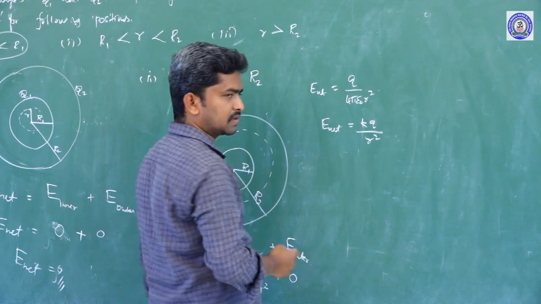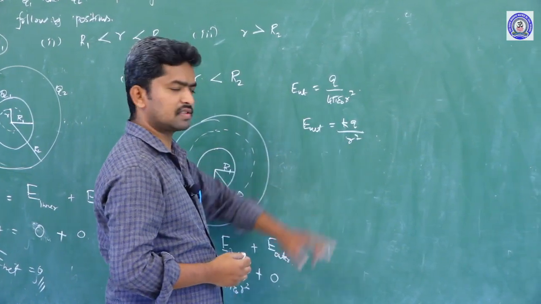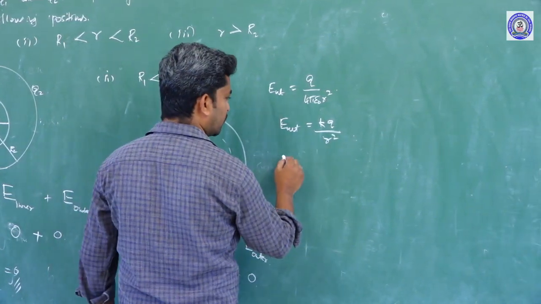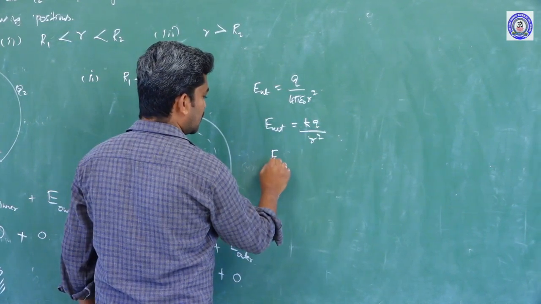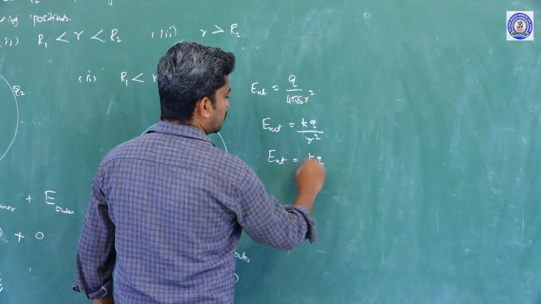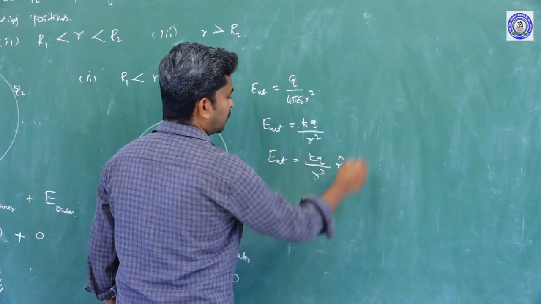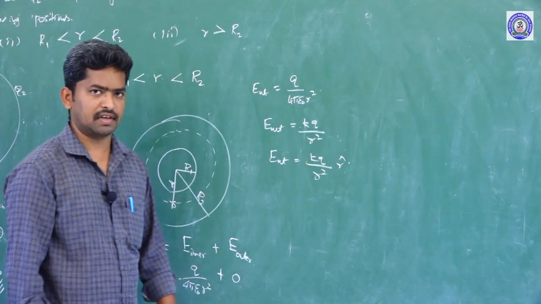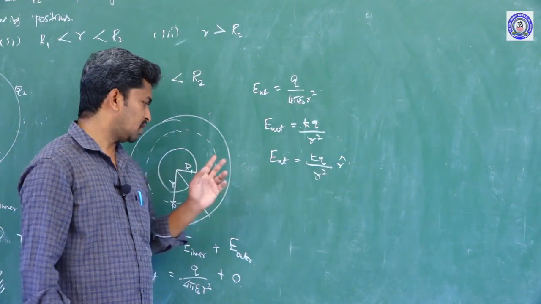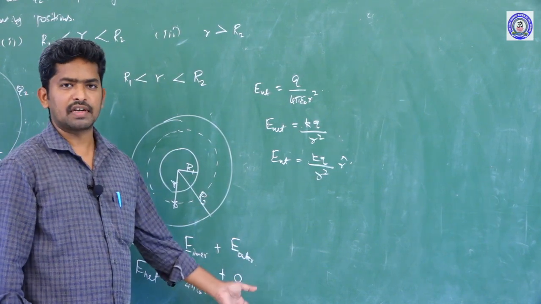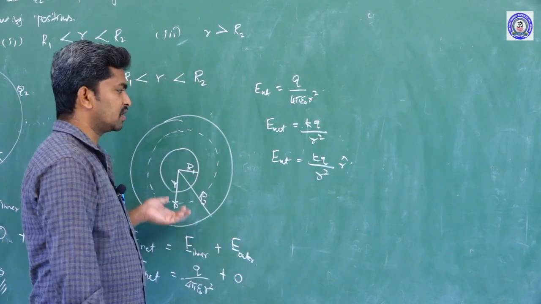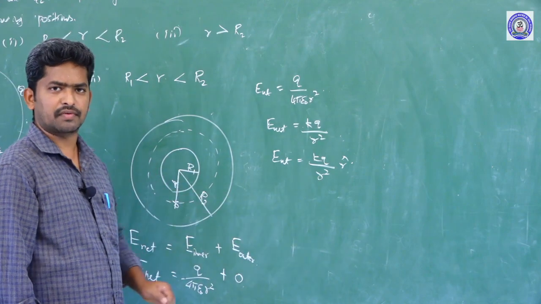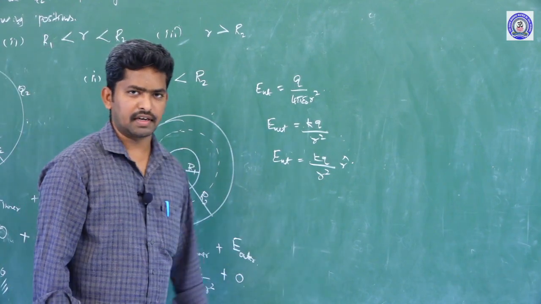1 divided by 4 pi epsilon naught is a constant, whose value is K. So the net electric field is E equal to KQ divided by R square into R cap, where R cap is a unit vector. If the charge is negative, the electric field is radially inward. If the charge is positive, the electric field is radially outward.